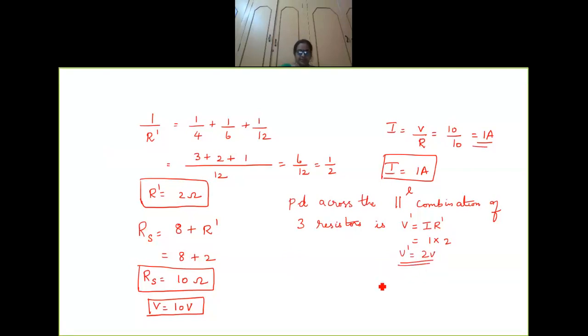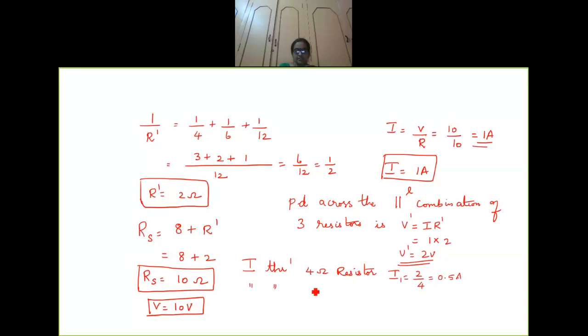Now with this, I am going to find out the current in each resistor. So I is the current, right? So current through, what is the first resistor? Current through the 4 ohm resistor. Let me name it as I1, okay? So I1 is equal to V by R. So V is 2 and R is 4. Okay, so 2 by 4 is 0.5 ampere. Okay?